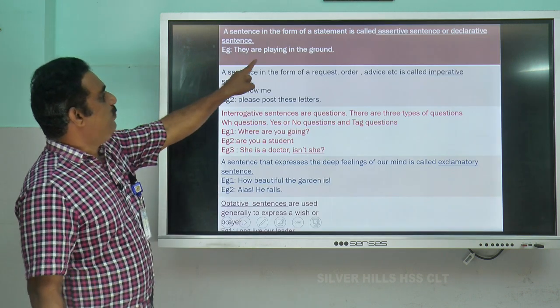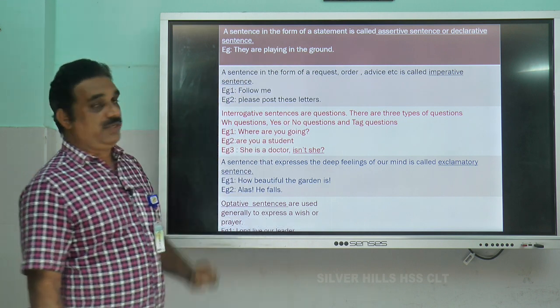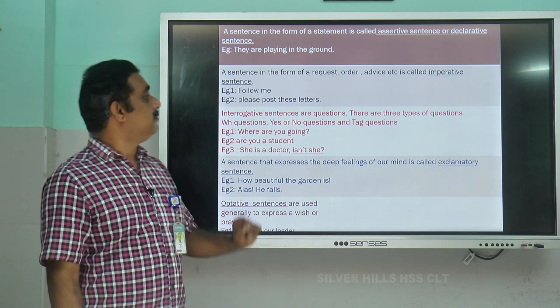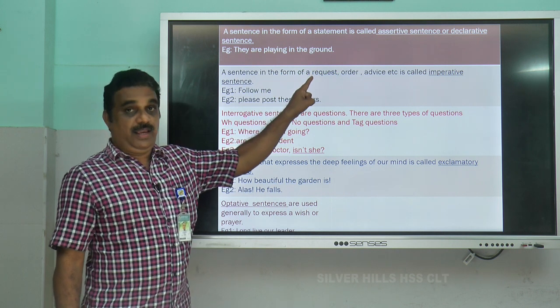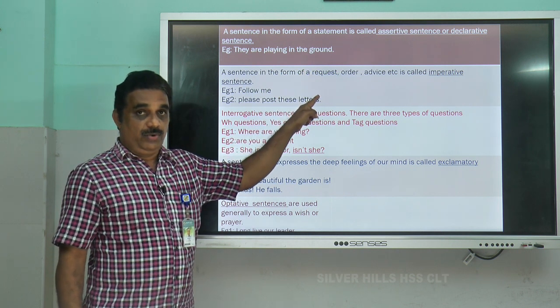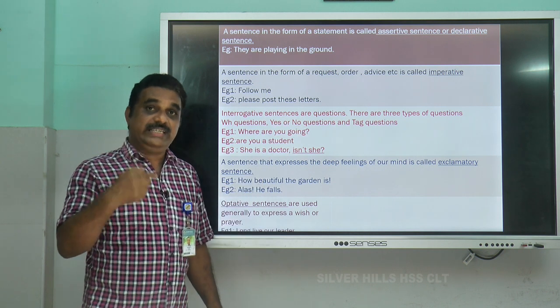A sentence in the form of a statement is called assertive sentence or declarative sentence. And one example is given there. They are playing in the ground. I think you understood the concept. It states something or it declares something.